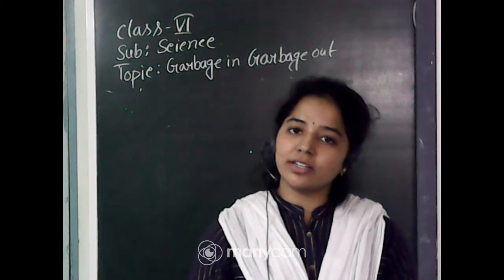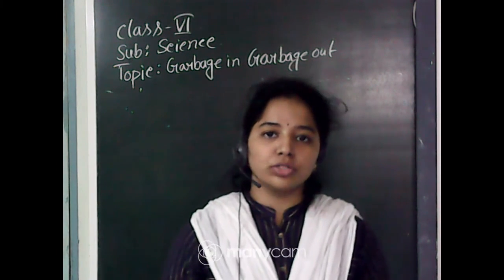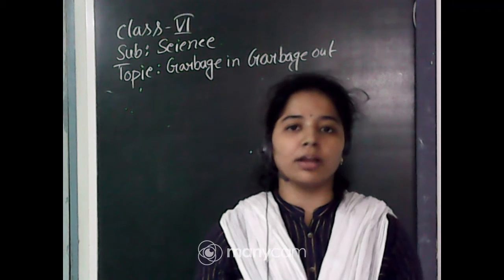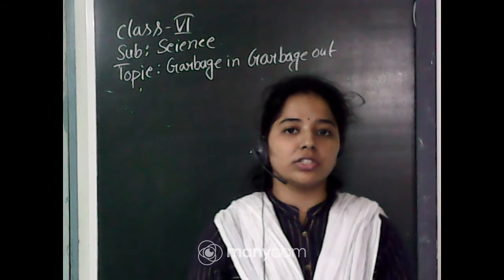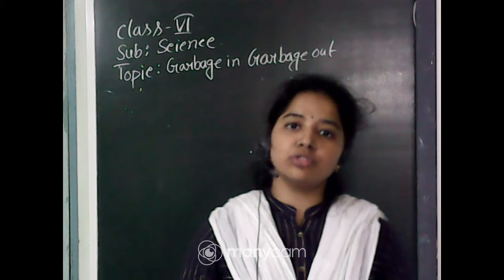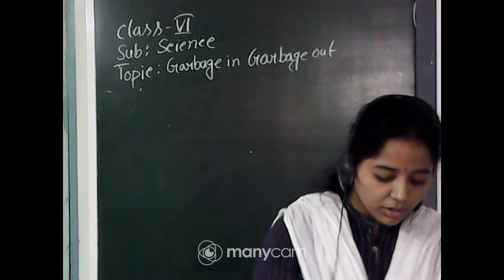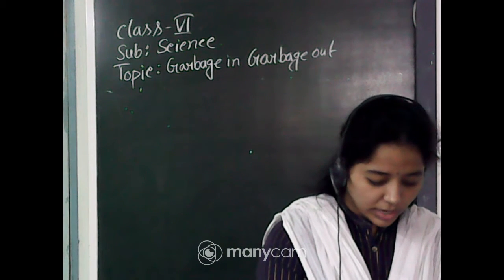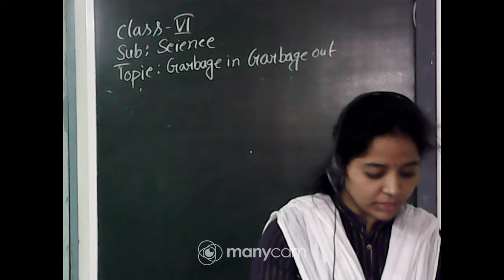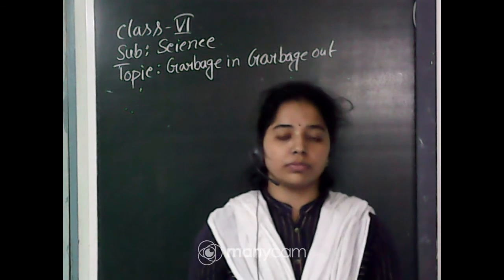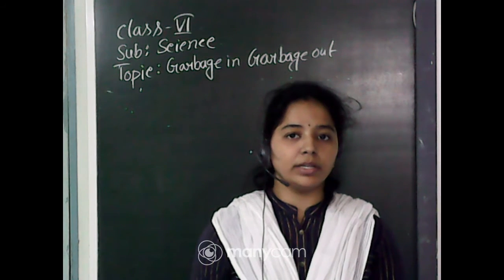In the previous class we discussed the introduction of garbage in, garbage out, what garbage is, where it is disposed, and how to deal with garbage. We have already seen what we should do with garbage, and the different types of bins used for garbage. Blue bin, green bin.